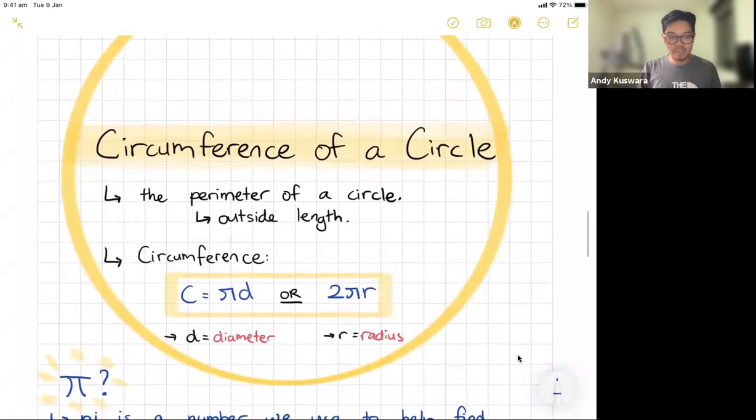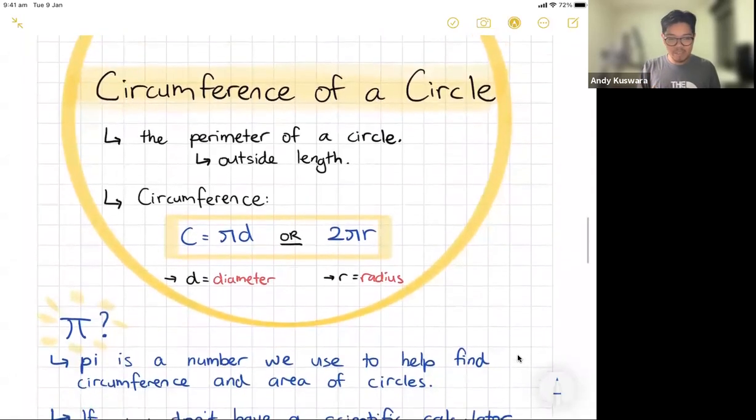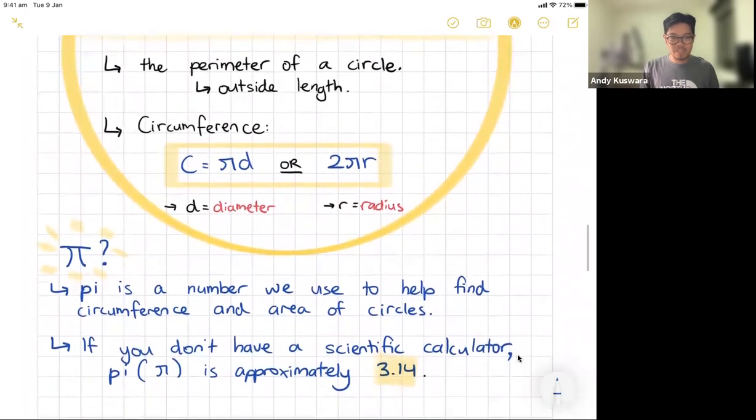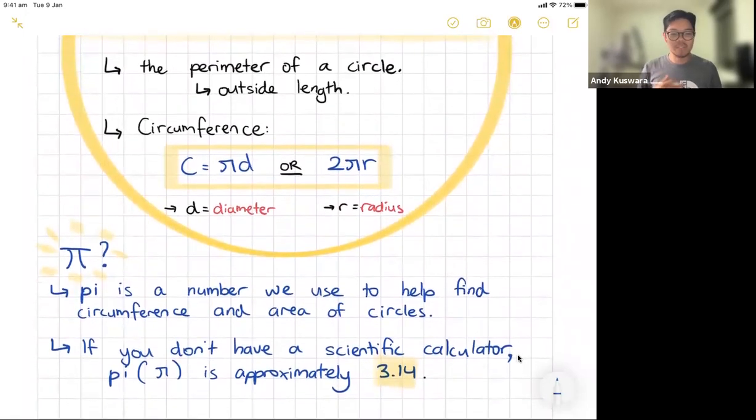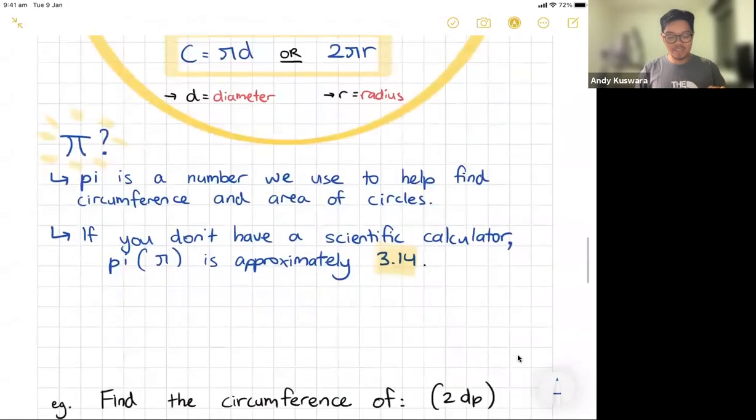Now, what is that weird looking symbol that I said pi for? It kind of looks like this. And just to put it very simply, pi is a number that we use to help find circumference and area of circles. If you want to know more, there's a million videos out there on the amazingness of pi. A lot of people will talk about it. It is what it is. So if you don't have a scientific calculator, which you should have one today, by the way, get on it. It's approximately 3.14159, and I don't remember the rest. But that is roughly 3.14. So if you're not sure, just use that in your calculations.